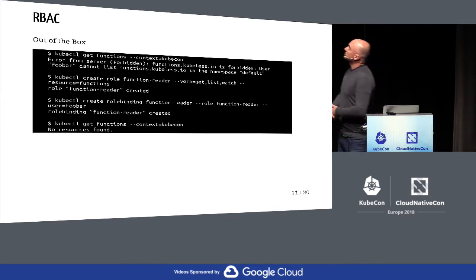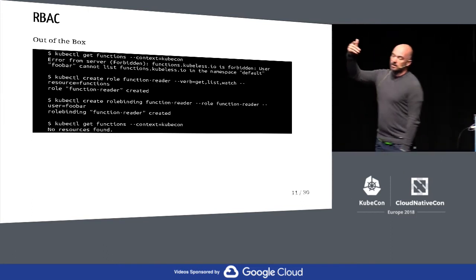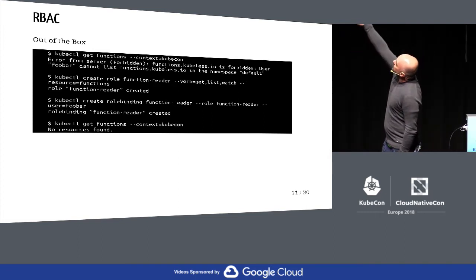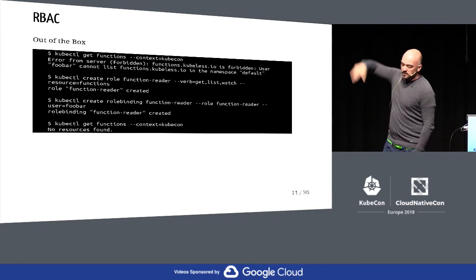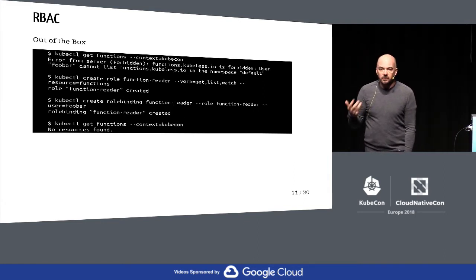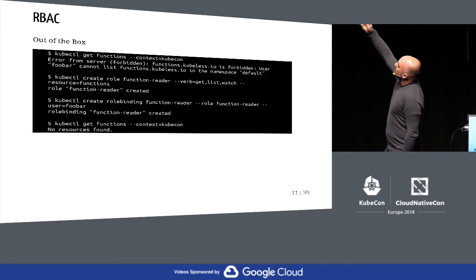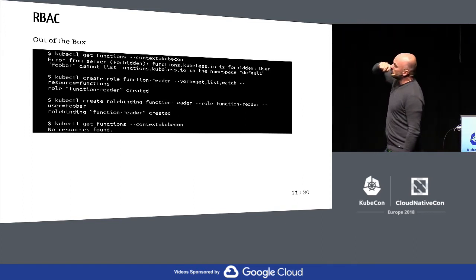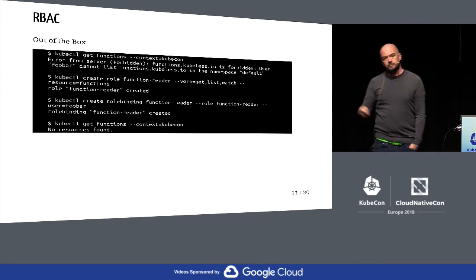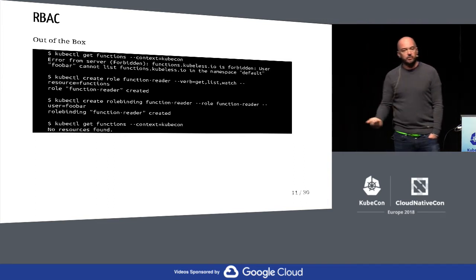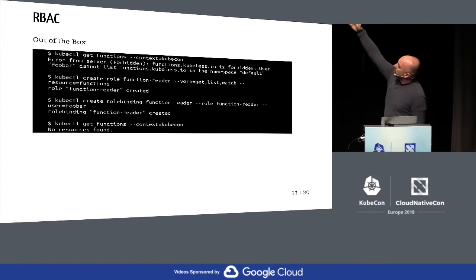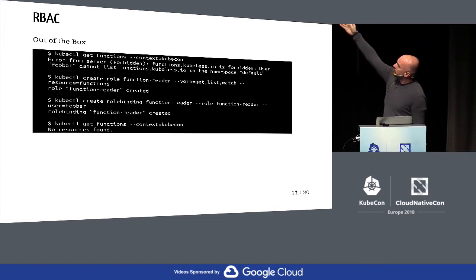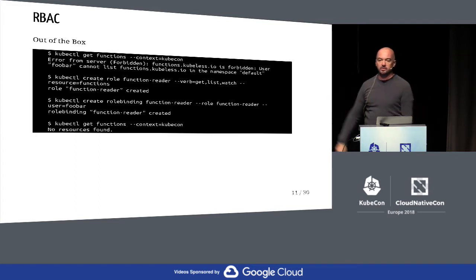So if you create a Kubernetes cluster with RBAC enabled, and then you see here at the top, I say kubectl get functions with a specific context, which is just a different user that's not allowed to do anything. You see it says, hey, cannot list functions. So typically that's because the user making the call doesn't have the RBAC role to be able to do the function. Then you see that I create a role binding, and now I do a get function, same call, and now it says no resources found.